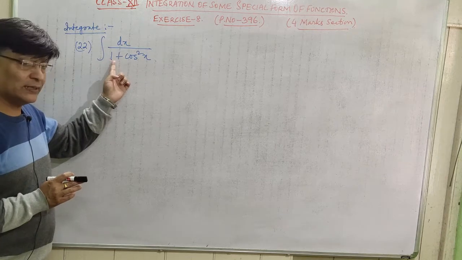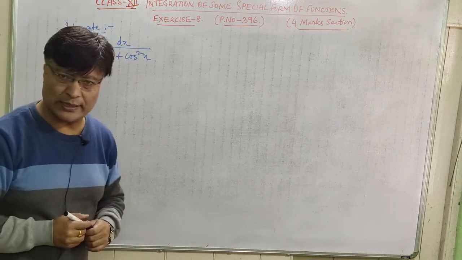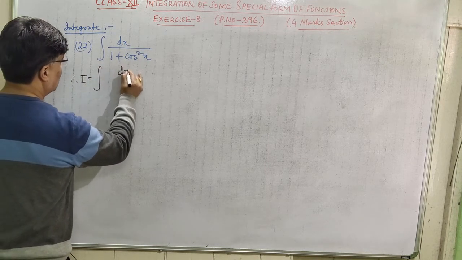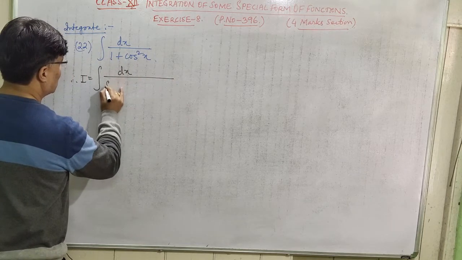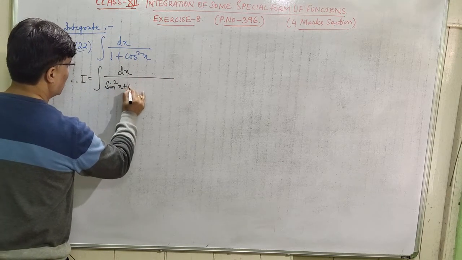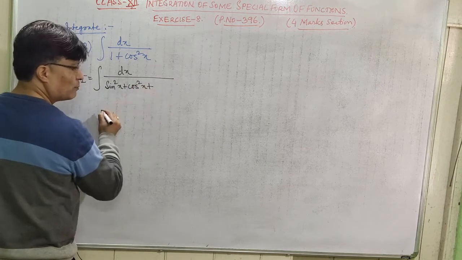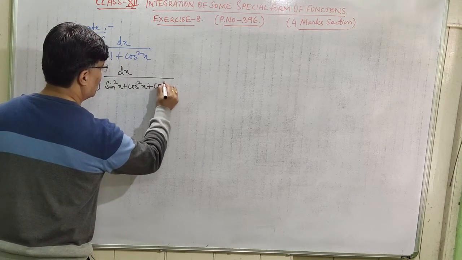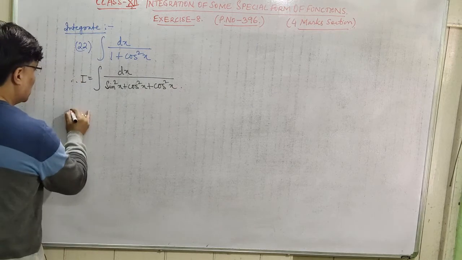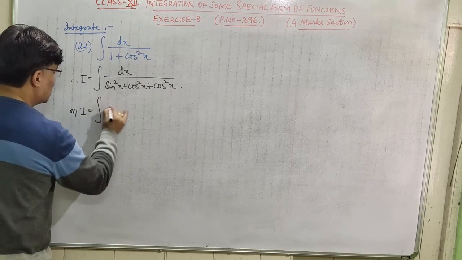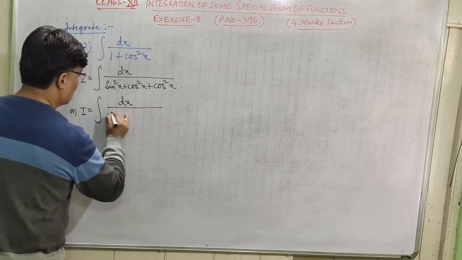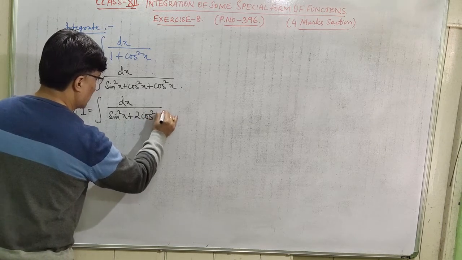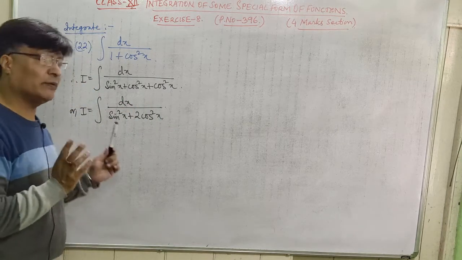But instead of this 1, you can write sin square x plus cos square x, isn't it? So let us write here, therefore, I is equal to integration of dx divided by, what is 1? Instead of 1, you can write sin square x plus cos square x, plus, instead of 1, sin square x plus cos square x is 1. Then write down plus cos square x. Right? So, or I is equal to integration of dx divided by, this is sin square x plus 2 cos square x. So I hope you have understood it.